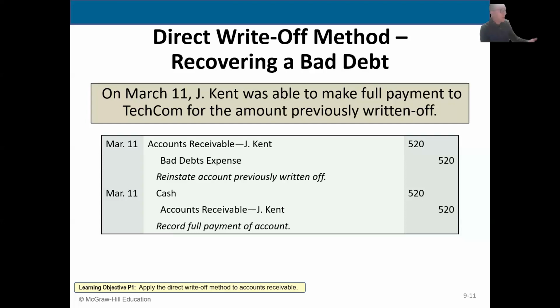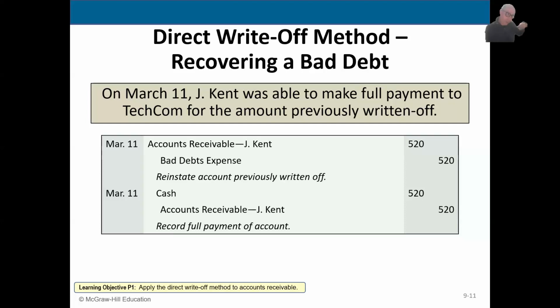So the first thing I do is I reinstate their account receivable. So I debit account receivable 520 and I credit bad debt expense 520. That's what we call a reversing entry, right? We talked about those, I think, a couple weeks ago. Reversing entry, that's that first transaction there. I reinstate the account receivable and back off on the bad debt expense.